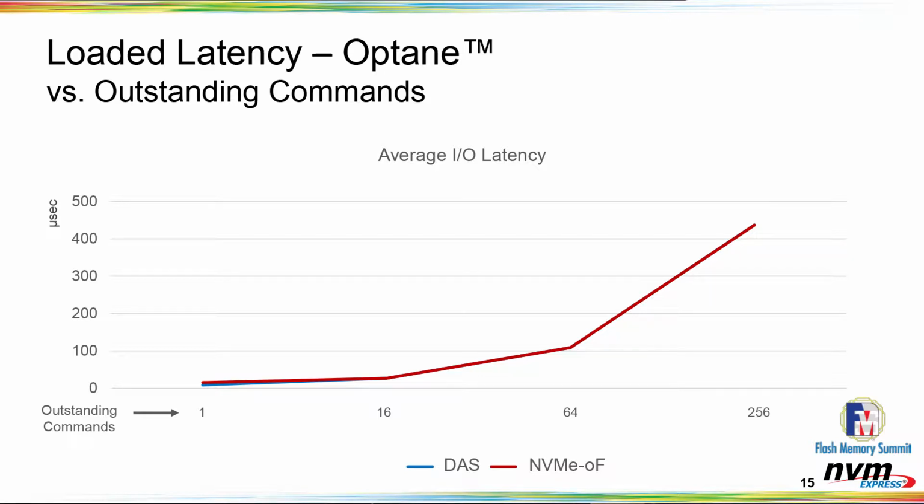And with an Optane that has a native read latency of only about 9 microseconds, that's pretty significant. But notice that as we start to load up that Optane drive with more and more commands, the blue DAS line disappears behind the red line, and there's essentially no discernible latency difference between that remote attached Optane and the local Optane.